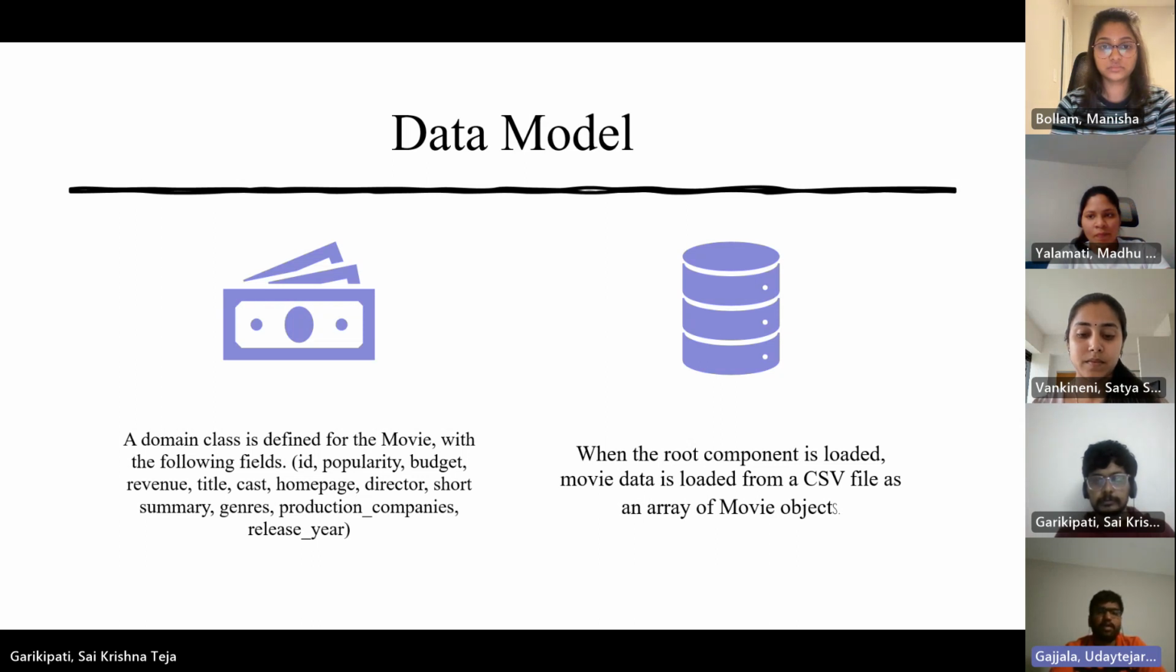Each of these components will be called. Whenever the root component is loaded, the entire movie data is loaded through each of its components from the comma separated value file, which we will call the CSV file. It will display each and every movie object like an array of things. And thank you. Moving on to the next slide.